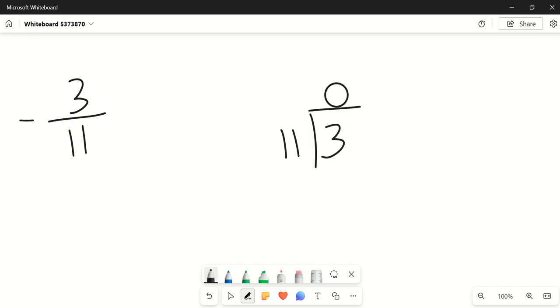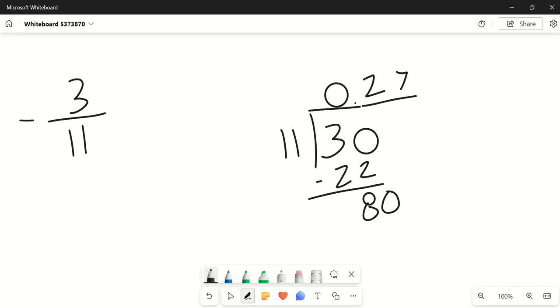11 cannot go into 3, so 0, and annex a 0. 11 will go into 30 twice. That'll be 22. I will get 8 left over. 11 cannot go into 8, bring down a 0. 11 will go into 87 times, which will be 77. Then I'll have 3, bring down a 0.